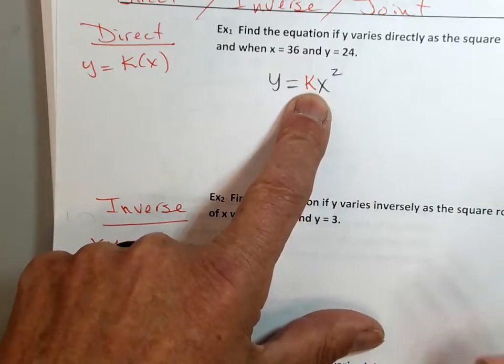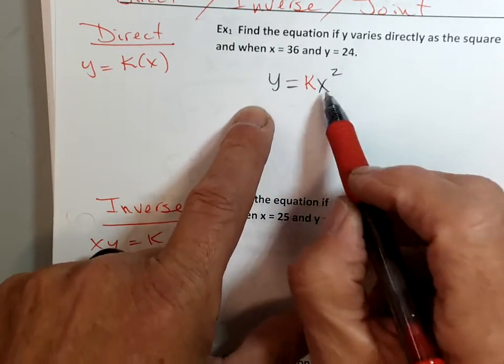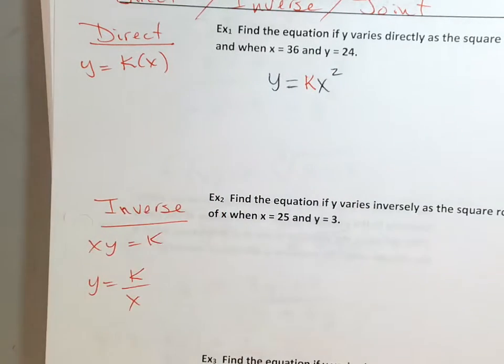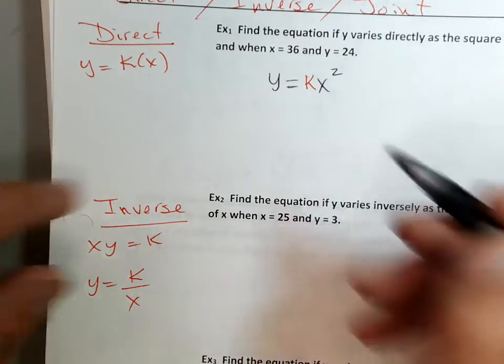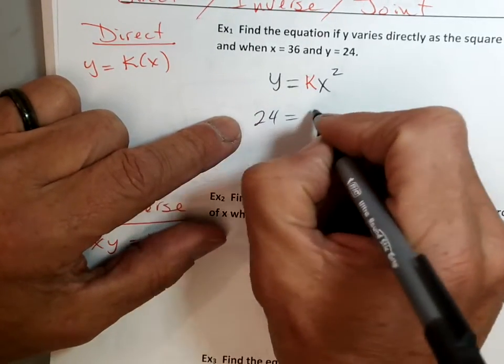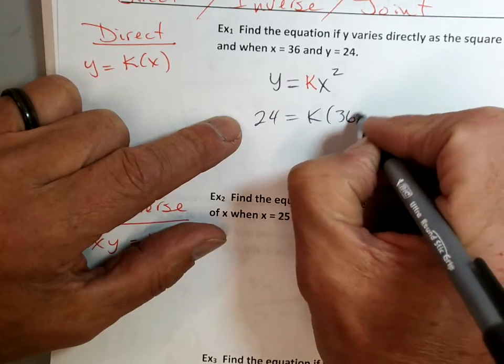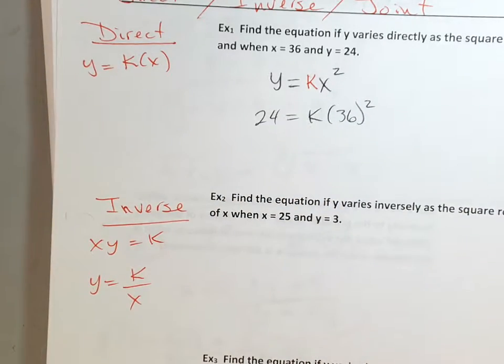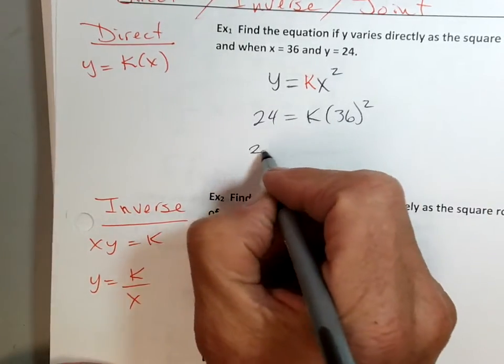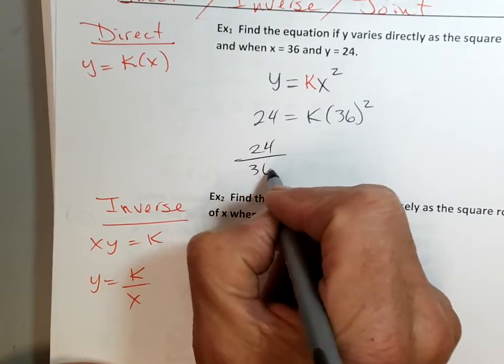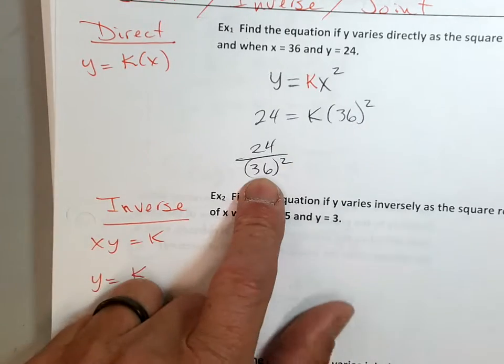Okay, so that's not that hard. Put 36 in for x and the 24 in for y. We'll solve for k. All right, I can do that. That's not hard. This is an easy lesson, by the way. You guys are going to like today. It's not bad. So we're going to go, okay, 24 is equal to k times 36 squared, right? Divide. So 24 divided by 36 squared.